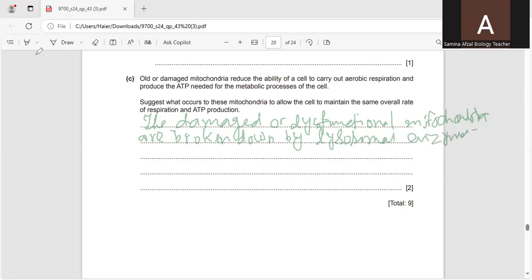And then mitochondria undergo fission to produce new mitochondria.